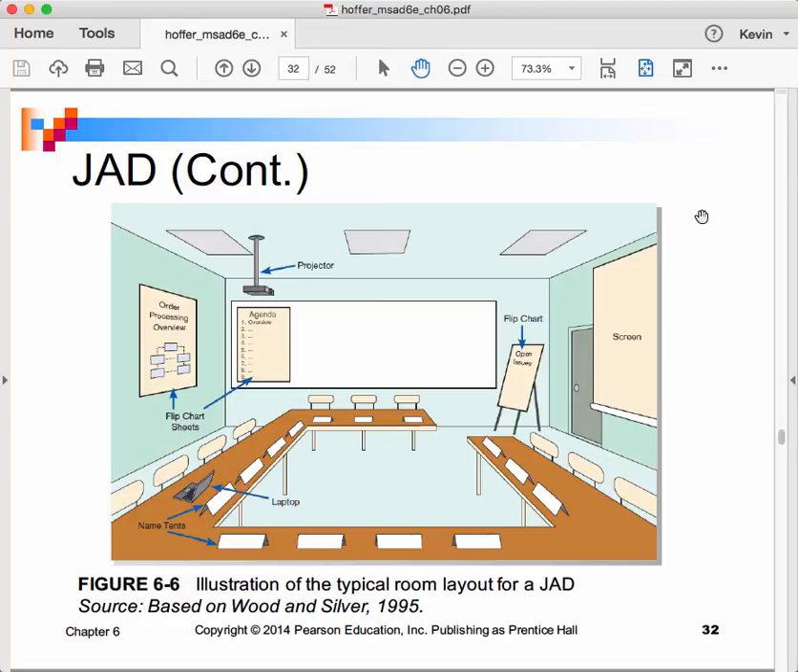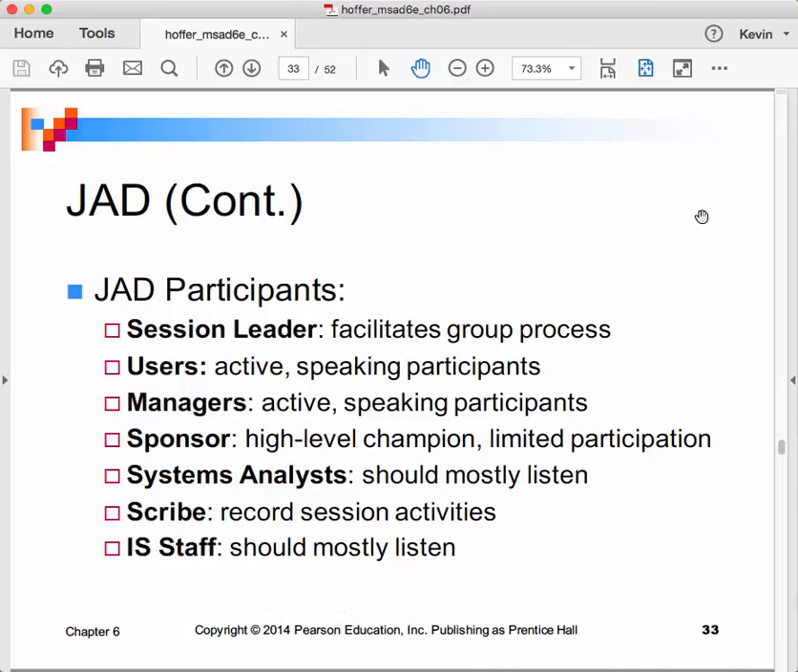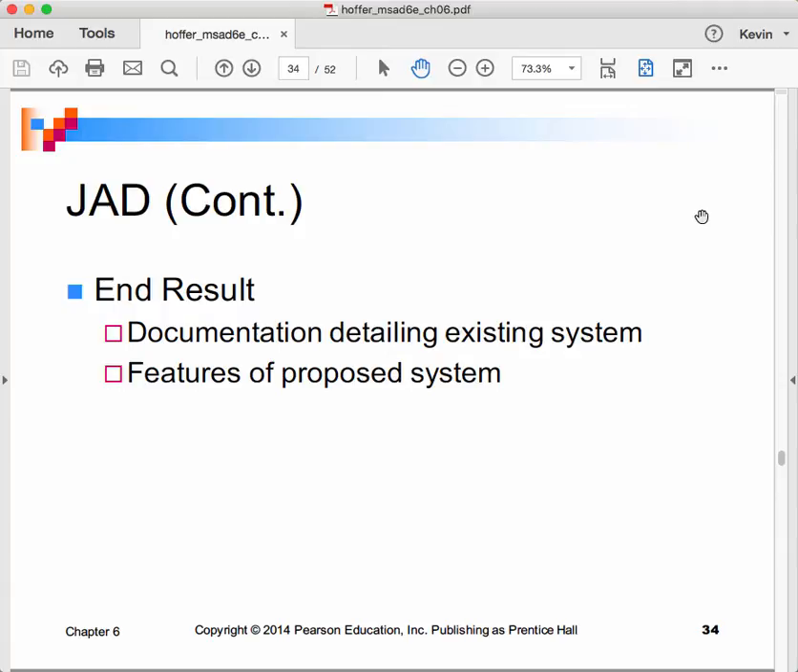Here's a picture of a JAD room. So we have kind of everybody there. You'll see we have a laptop, we have name tents, we've got boards. What we're really trying to do is to show a highly facilitated, highly interactive kind of requirements gathering and design exploration process. So here on slide 33, we have a list of the roles that people can play in a JAD. Session leader, users, managers, sponsors, systems analysts, scribe, people from the IT staff. Okay, so those are the kind of people who are going to come to a JAD. The end result: documentation detailing the existing system and the features of the proposed system.